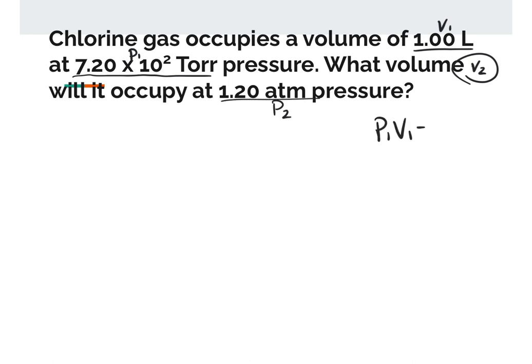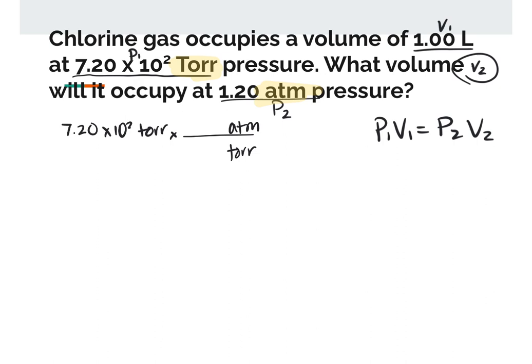So we still have the same equation we're working with, but something's different about this equation. If you look here, our units for pressure 1 are torr, and our units for pressure 2 are atmospheres, and they have to be the same. So what I'm going to do is convert 7.20 times 10 to the second torr into atmospheres, using those conversion factors that we have on the first couple slides. So if I look back, I know that 1 atmosphere is 760 torr. So this initial pressure, P1, is actually 0.947 atmospheres, and that's the number I want to go with.